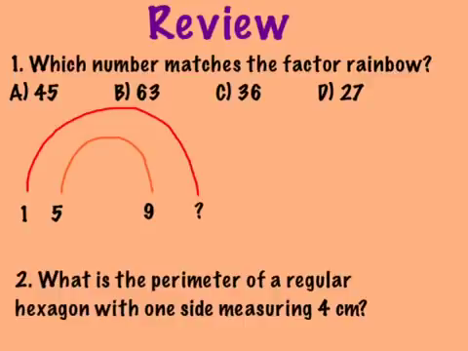And that's the end of the study jam, and that brings us to our review. Number 1 asks which number matches the factor rainbow. You see it below. It has factors of 1, 5, 9, and something we don't know what. So would it be 45, 63, 36, or 27?